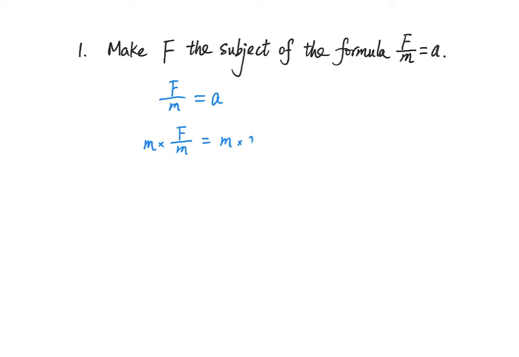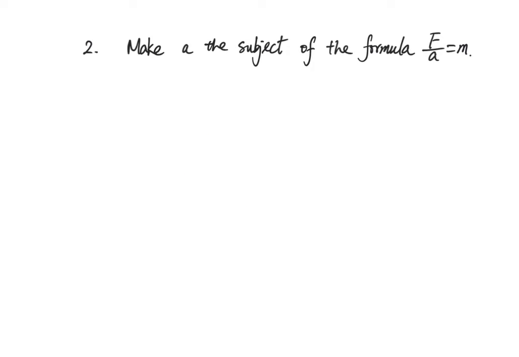So multiply m on both sides. On the left hand side, m and m can be cancelled, equal to 1. So left hand side will be f, and right hand side m times a. That's it. Now f is the subject. Now let's see the second example.